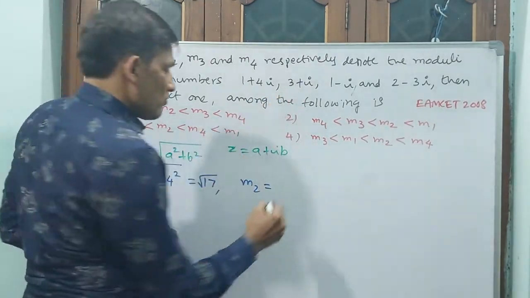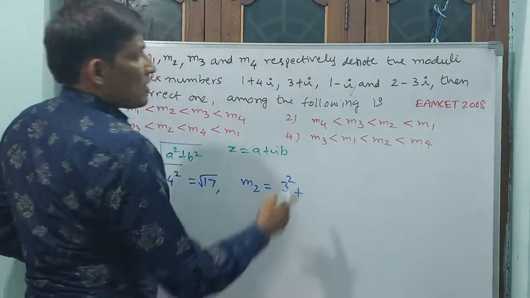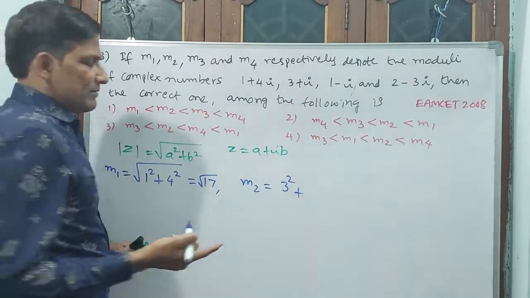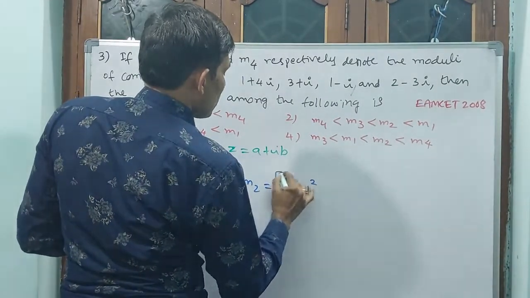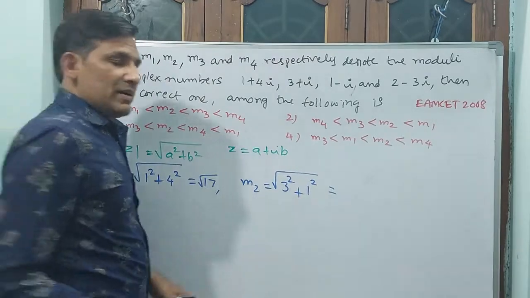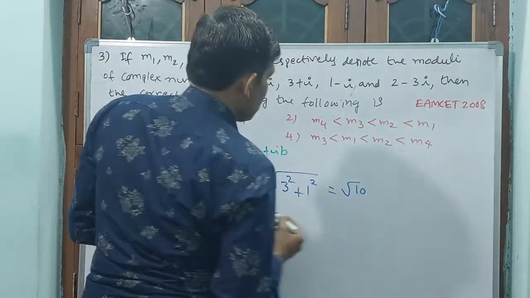Second one: 3 square plus 1 square. I means 1, I square is 1 ... so root of 9 plus 1, that is 10. Root 10. Okay.